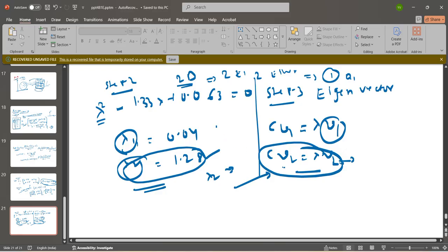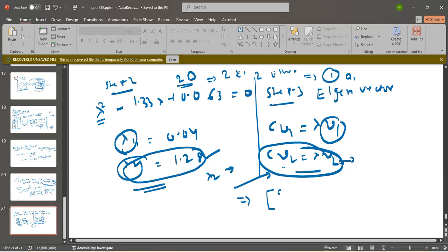Yes, maximum value only. Got it. Is that clear? Up to now, is this clear? Step 2 and step 3, is that clear? How do we find this?